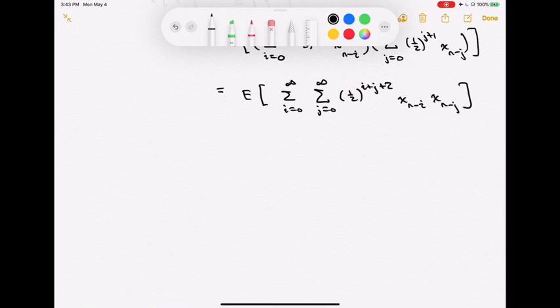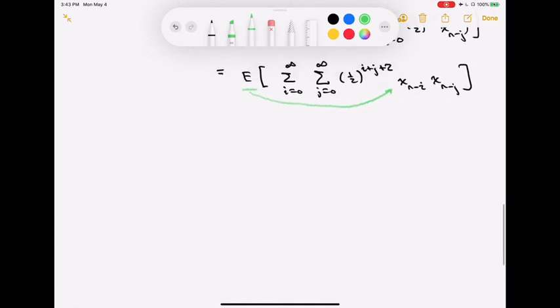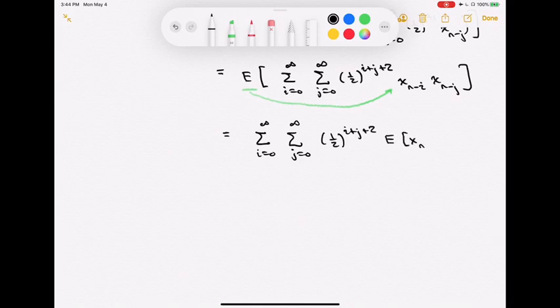Expectation, being a linear operator, gives us this basic idea that the expectation of a sum is the sum of the expectations. And we are taking an expectation with regard to that random variable x. So the expectation is going to pass those sums. Expectation is a linear operator, and it's going to pass that scale factor 1/2 to the i plus j plus 2 as well. That's not part of that expectation operator. So if I go ahead and do that, I'm going to get expectation going on the inside, and that means that what I'm left with on the outside is the summation i equaling 0 to infinity, a summation j equaling 0 to infinity, a 1/2 to the i plus j plus 2, and then an expected value of x of n minus i, x of n minus j, something along those lines.